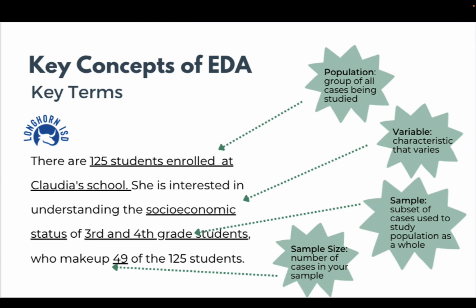In this scenario, the 125 students enrolled at the school are the population, or the group of all the cases being studied. The socioeconomic status of the students is the variable, or the characteristic of interest. The 3rd and 4th grade students are the sample, or the subset of cases that are used to study a population as a whole. And lastly, the 49 students, those 3rd and 4th graders, make up the sample size. This is the number of cases in your sample.